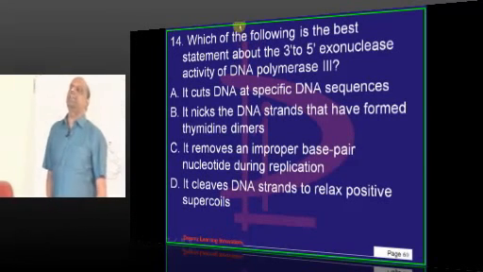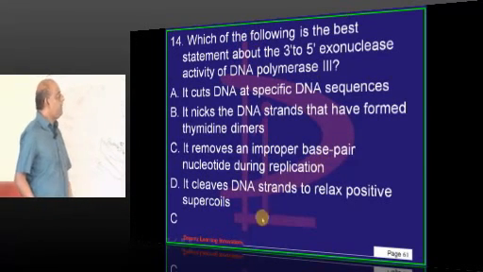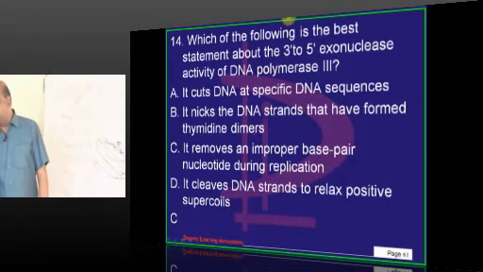3' to 5' exonuclease activity of DNA polymerase 3. What is the importance of it?